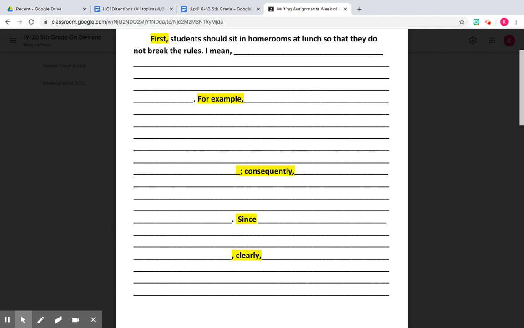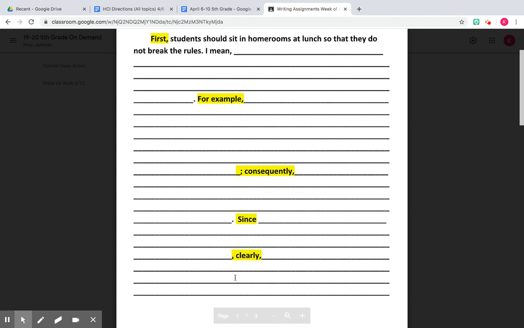So let's say that, okay, we were not sitting in homerooms at lunchtime. A bunch of people who are really not supposed to sit together were sitting together because they were not sitting in homerooms. And let's say they started a food fight, okay? A lot of you all pulled the food fight example when we did this the first time on our own. Consequently, they all got sent to the principal's office. Consequently, they had lunch detention for the rest of the year. Consequently, they were not able to eat lunch in the lunchroom anymore and they had to eat lunch in the classroom. Okay? Something like that. That's just going to give a direct result of the last thing that you said over here.